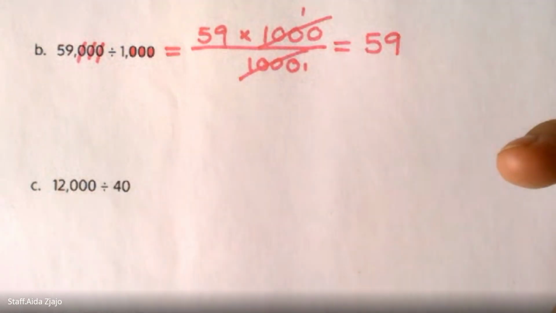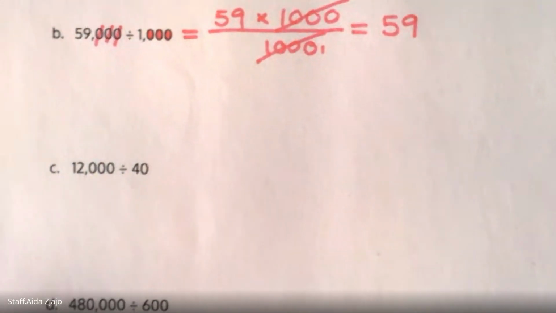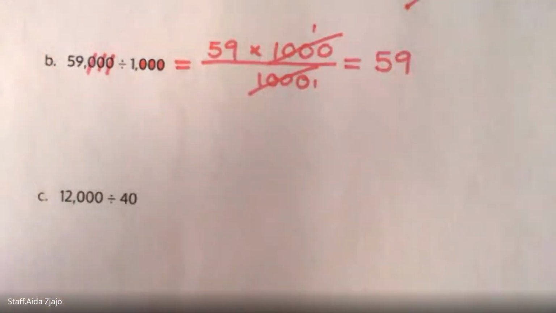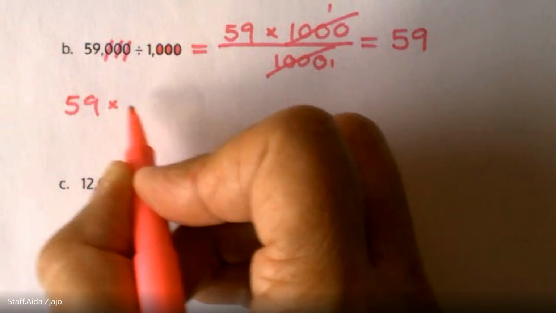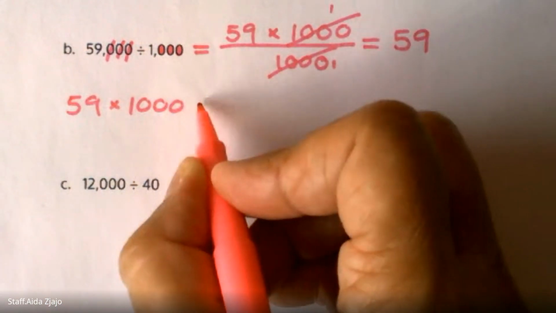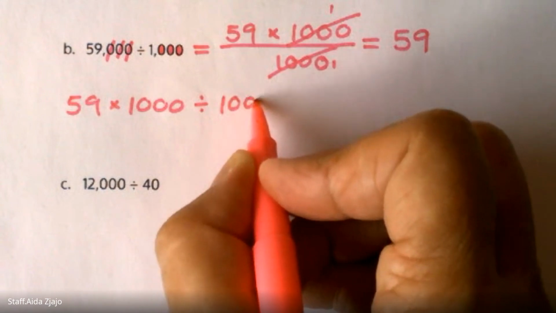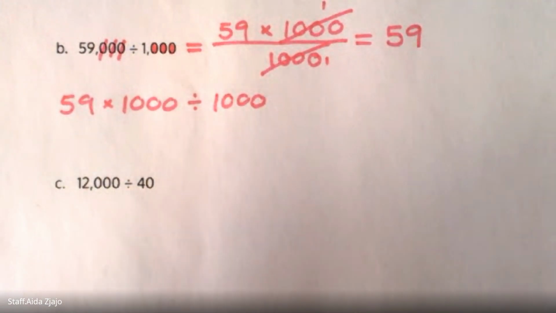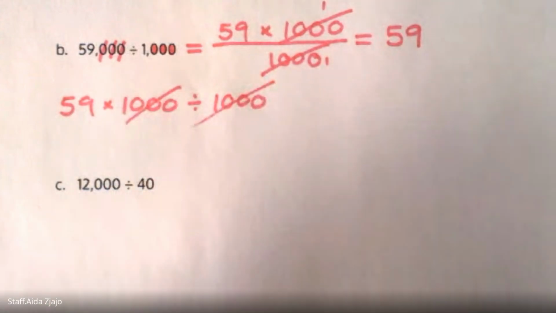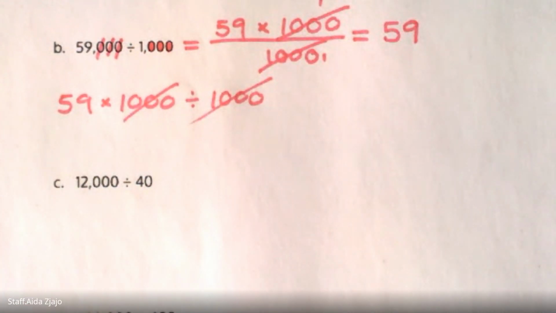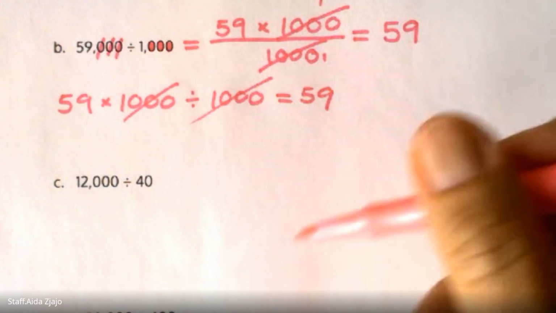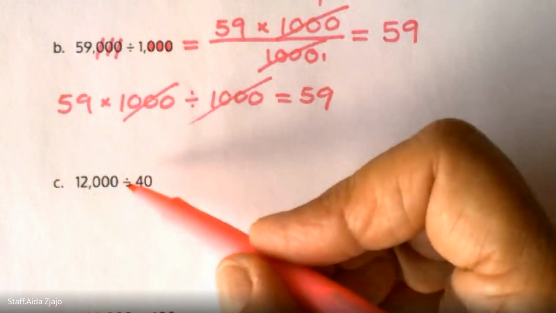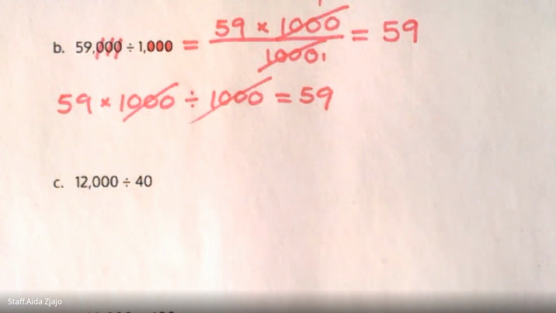Let's see, next one. I like this strategy. Zern does also 59 times 1,000, and then this divided by 1,000. That also works, because these two cancel, and then you have the 59 as the answer. Okay, next, 12,000 divided by 40.